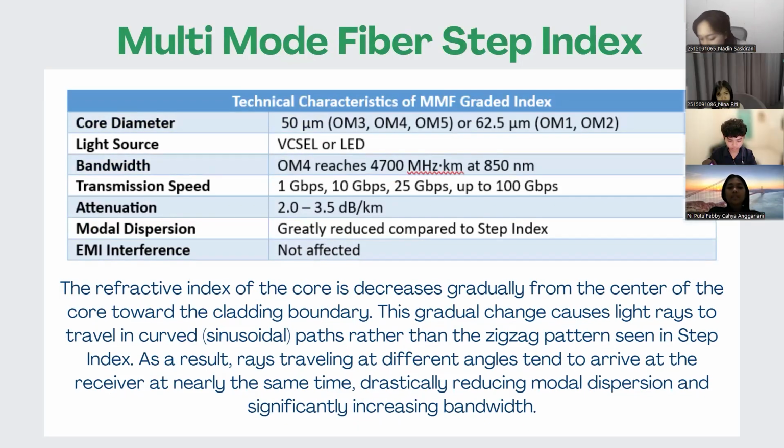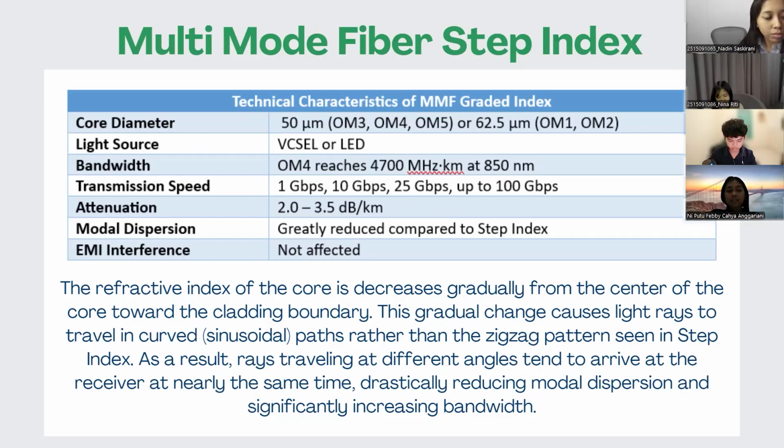Next is multimode graded index. Multimode fiber graded index is an improvement over step index. It supports a core diameter of 50 micrometers for OM3, OM4, and OM5, or 62.5 micrometers for OM1 and OM2, and uses either a VCSEL or LED light source.